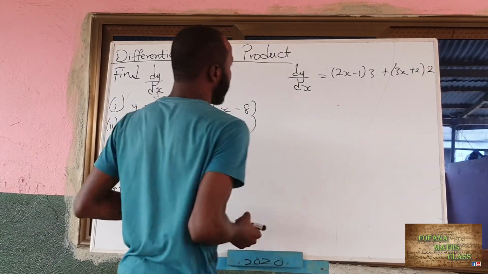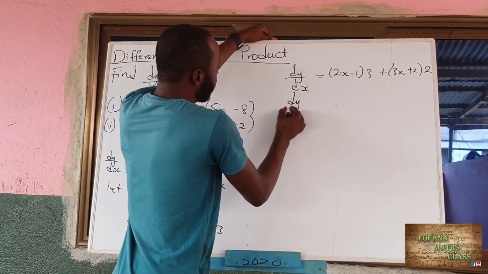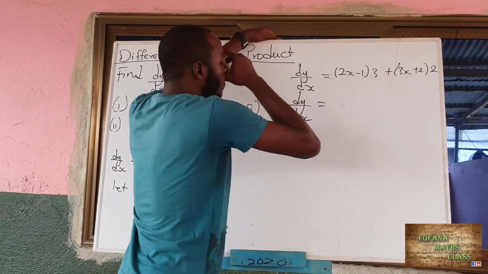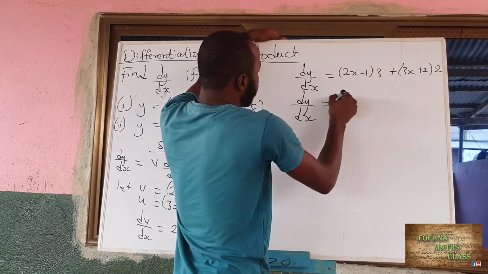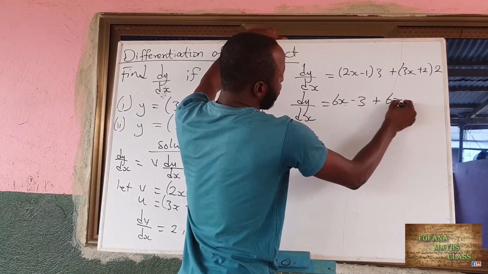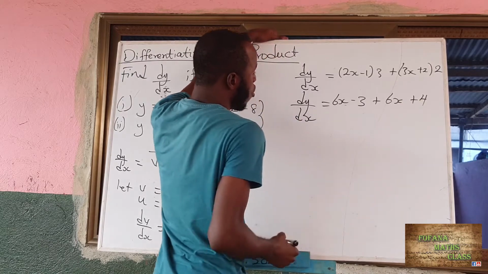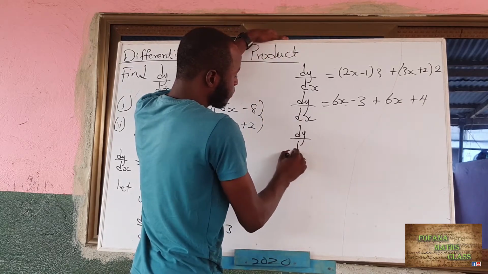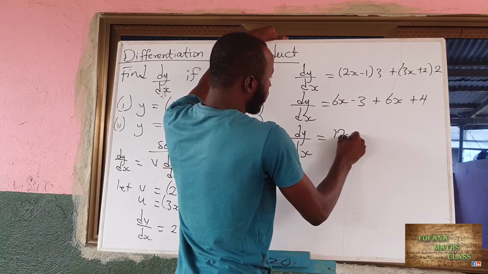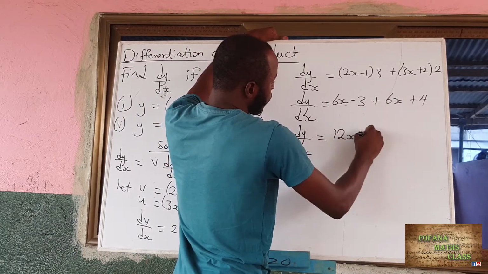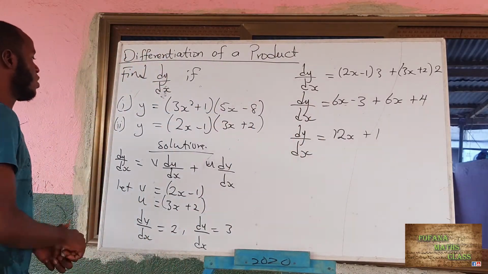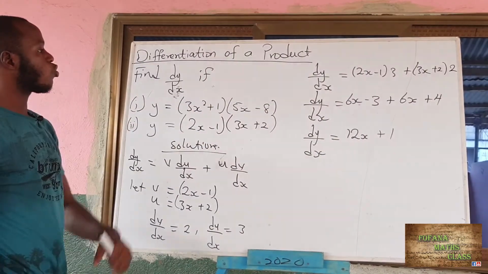All right, so now when we multiply the constant through the bracket, we have 3 times 2x is 6x minus 3, plus 6x again plus 4. All right, so simplifying them, we obtain 6x here, 6x here, so we have 12x, the minus 3 here plus 4 here, we have plus 1. And this will be the simple way of expressing this using the product rule.